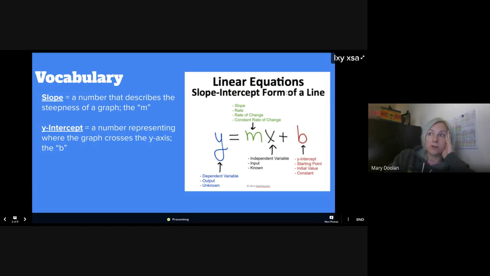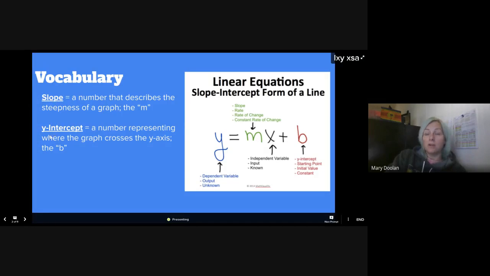In slope-intercept form, this is slope-intercept form: y equals m times x plus b. M is the slope. M is the rate. M is the rate of change. M is the constant rate of change. We've been talking about rate of change. We've been talking about slope. It's m. It's the same thing. It's just represented differently, but it's constantly talking about slope.